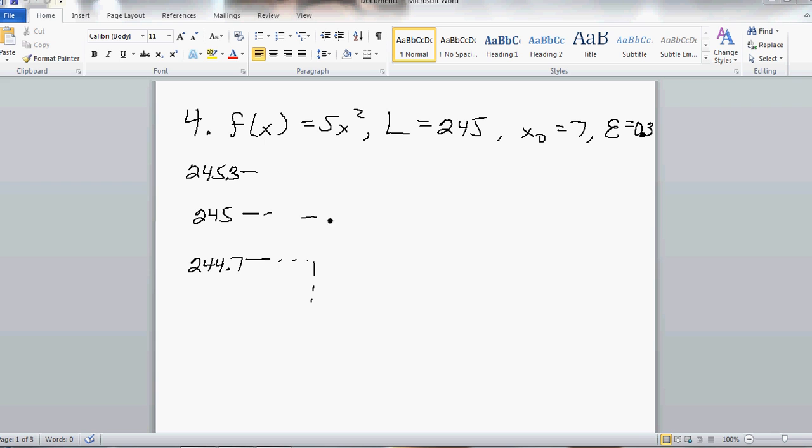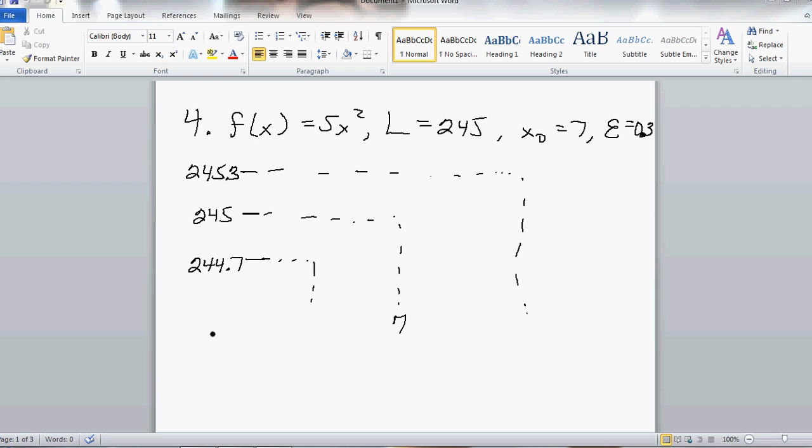Now we need to see where they show up on the x values. Hopefully it's rather obvious what goes right here. Hopefully you see that is 7. And of course it wouldn't take too much to realize 7 squared is 49. 5 times 49 is 245. So that's where we want it to be. But now we need to figure out this value here and this one here. And remember, we have to find the actual x value given the appropriate y.